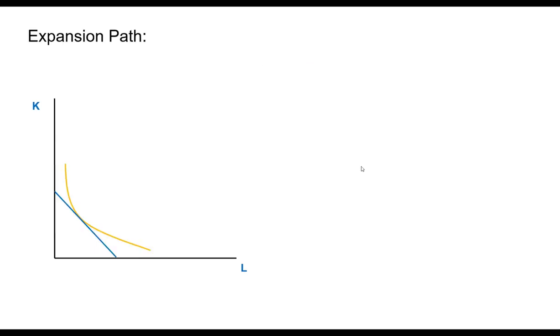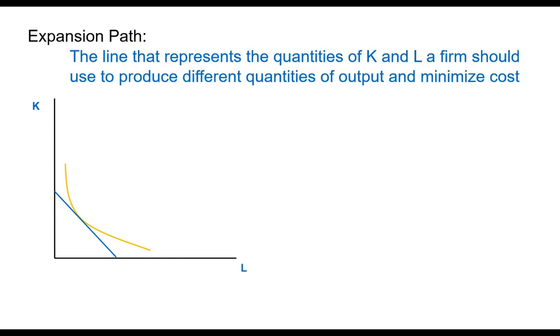One more thing that we need to know about is something called the expansion path. When you think about the expansion path, you should think about the capacity of the firm. So the firm can be smaller or the firm could be bigger. The expansion path is a bigger or smaller firm based on their output goals. The expansion path is the line that represents the quantities of capital and labor a firm should use to produce the quantities of output that it may choose while minimizing the costs.